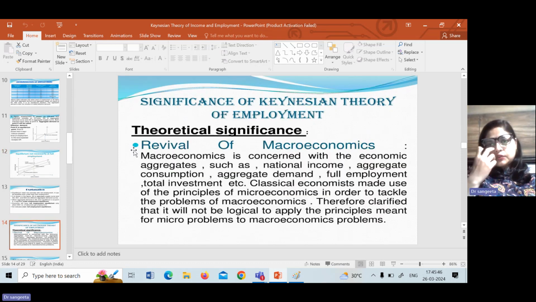Next comes the significance of Keynesian theory of employment. First one is theoretical significance, revival of macroeconomics. In classical theory, the economists consider only microeconomic principles, but Keynes explains all the concepts like aggregate demand, national income, consumption, and employment at the aggregate level. So it revives macroeconomics in that area.